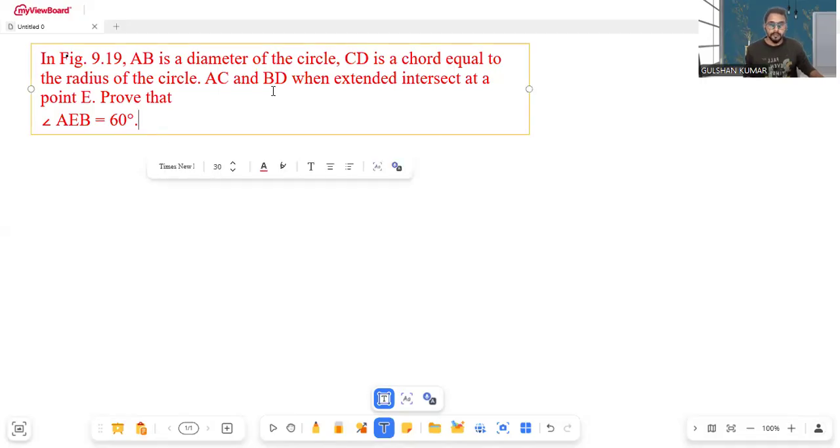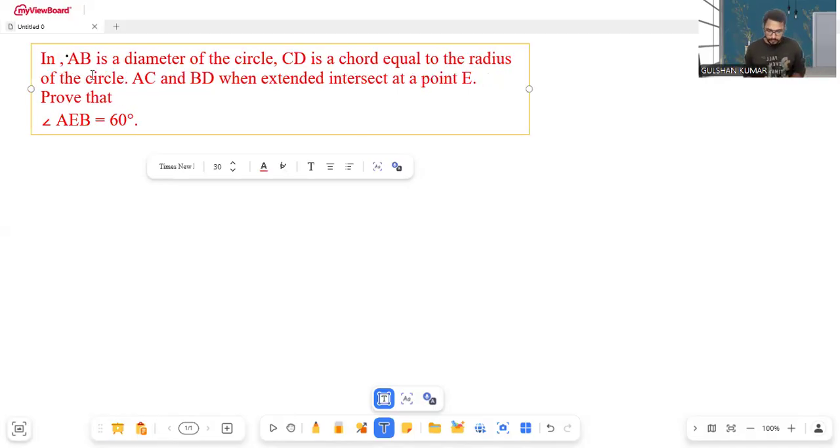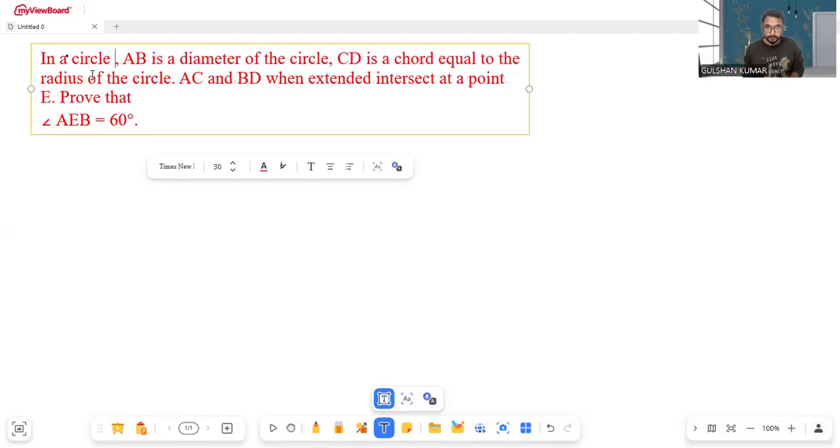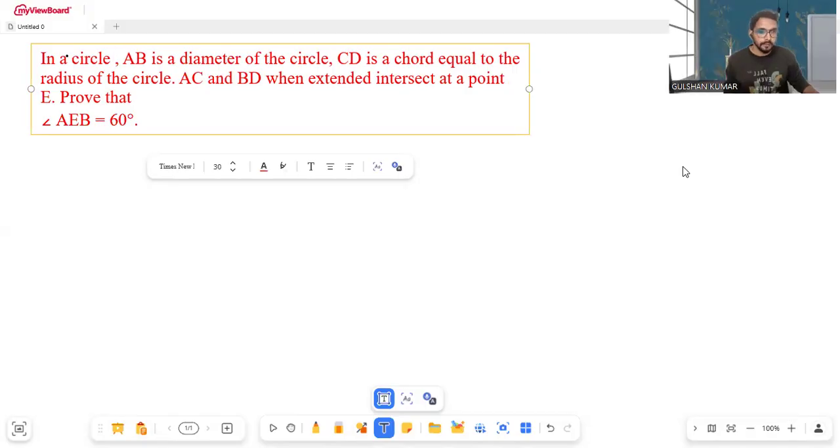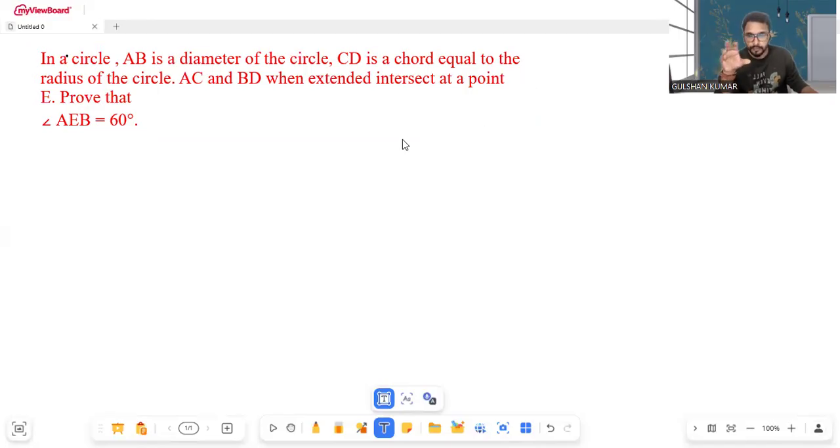So students, we have a question here. This is our question: in a circle, we have AB as a diameter, and CD is a chord equal to the radius of the circle.